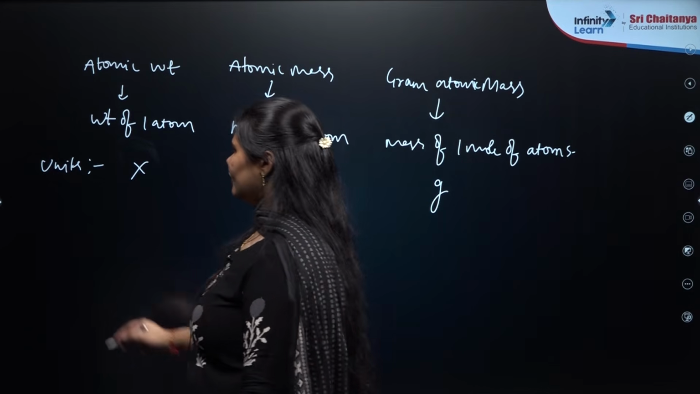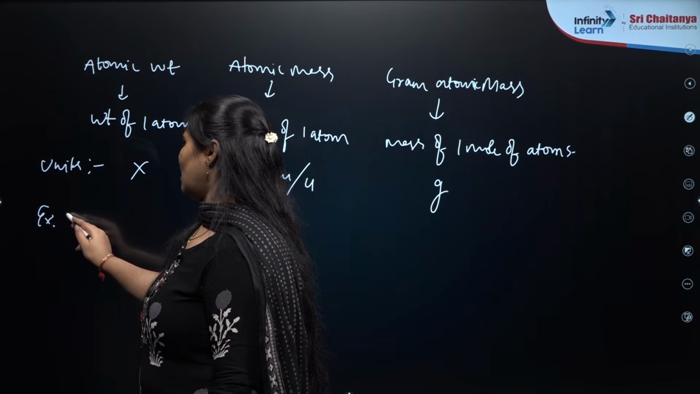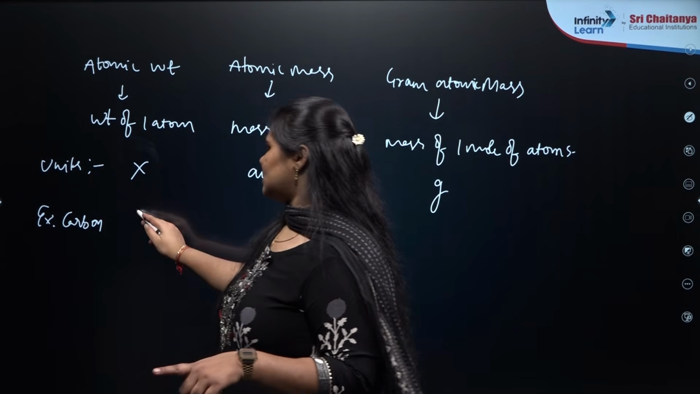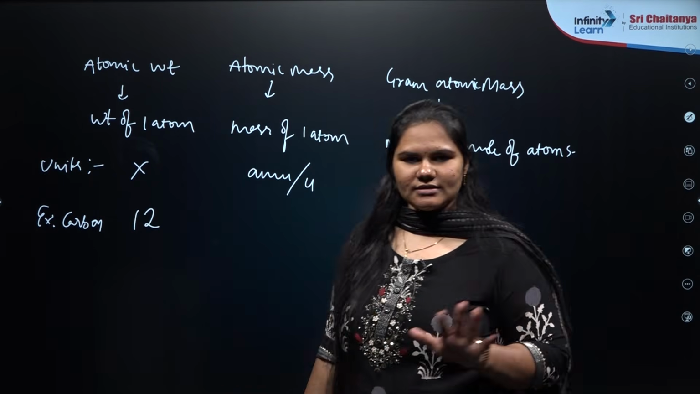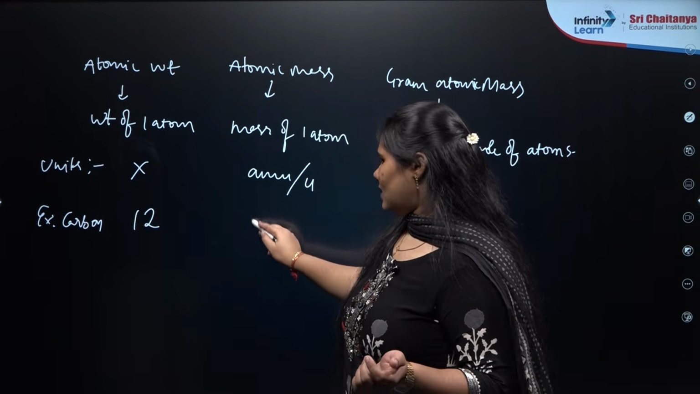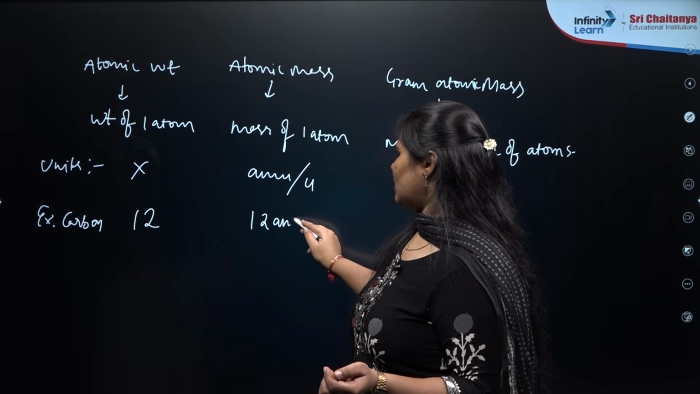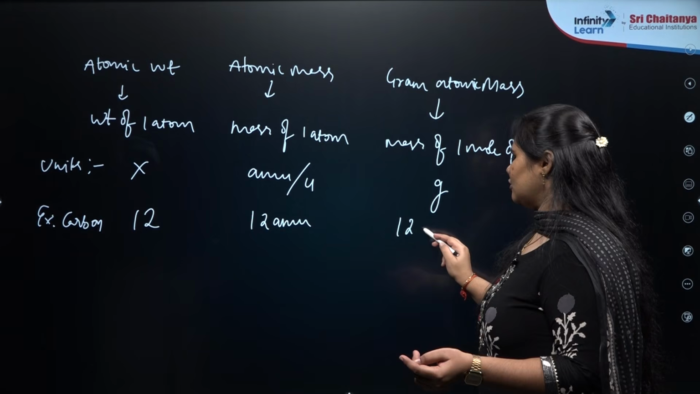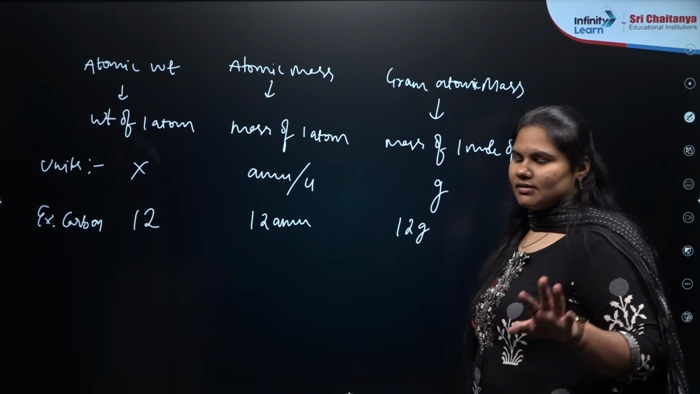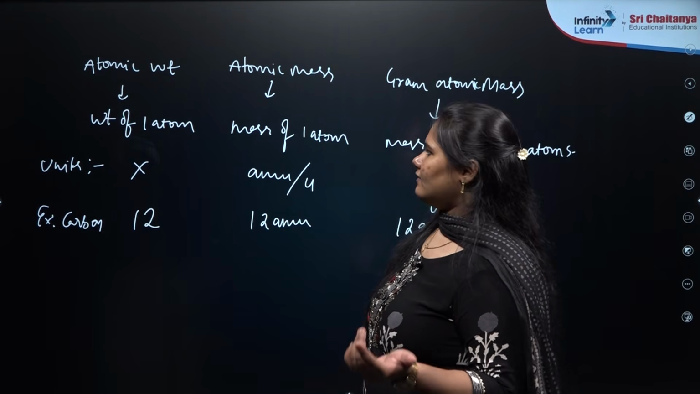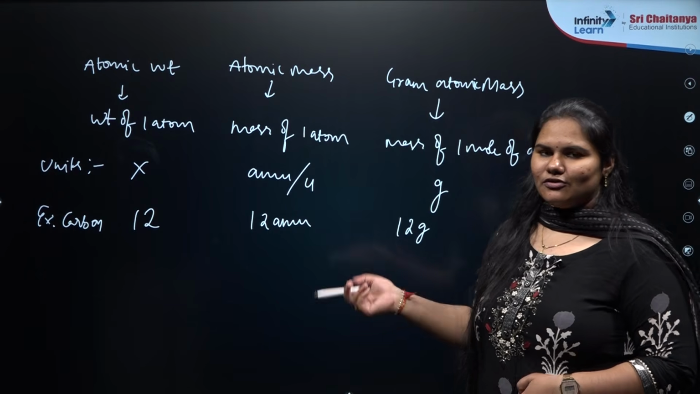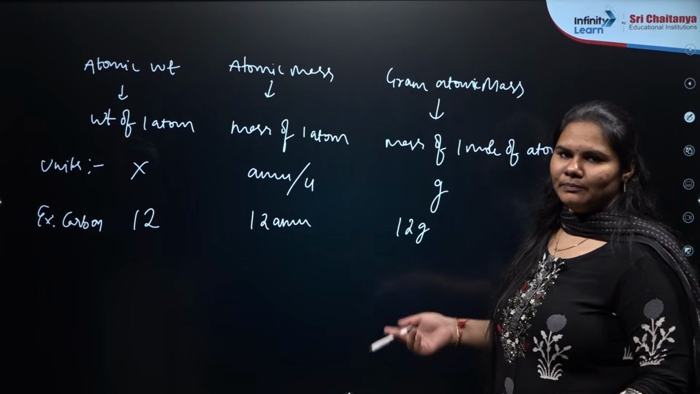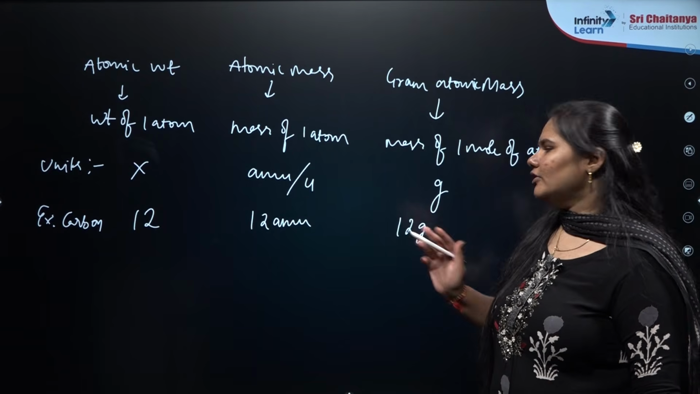Now if I take examples like carbon. If I ask you atomic weight, you should say just 12. If I ask you atomic mass, you should say 12 AMU. And if I ask you gram atomic mass, you should say 12 grams. That's it. It is as simple as that. Whenever the numbers are the same, without units chemistry is just maths, so you have to specify the units.